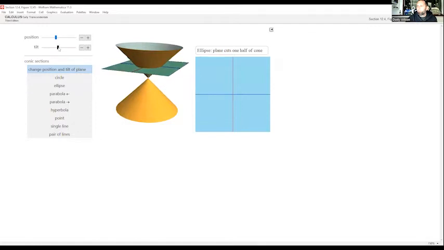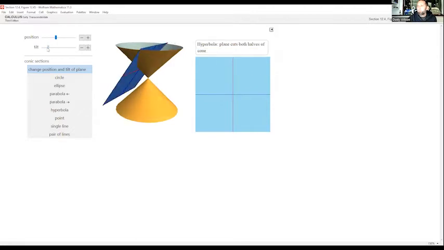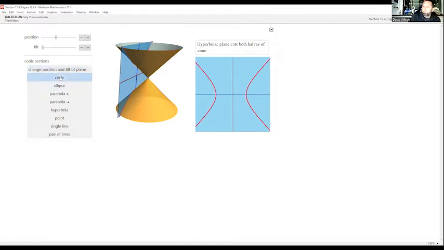the ellipse kind of morphs into a circle. We keep changing that tilt, going all the way up. Here, the shape of the cut is a parabola, and we keep changing that tilt, and eventually we're going to get a hyperbola. So let's look at each one in turn.